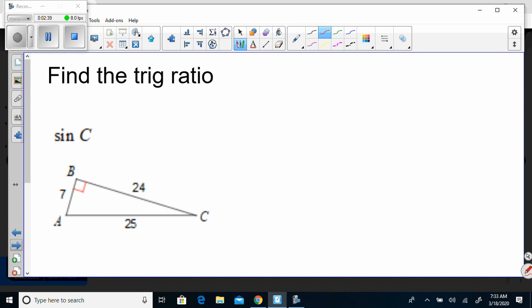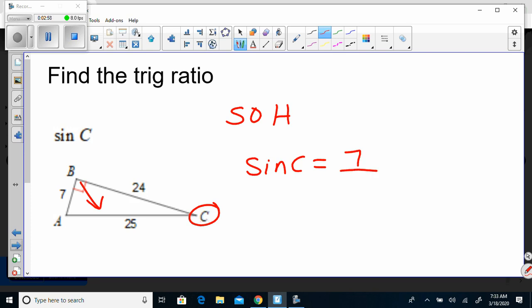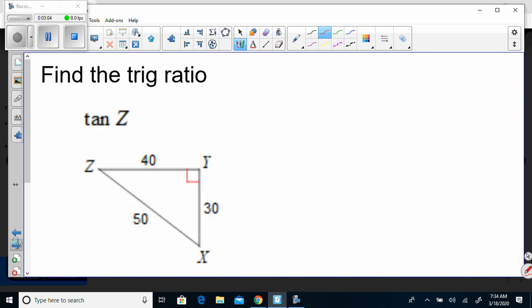Okay, sine of c. Again, I'm going to circle c, draw in for my hypotenuse. Sine is SOH, and so sine of c equals opposite of c is 7 over my hypotenuse, which is 25. And that one I know will not simplify.